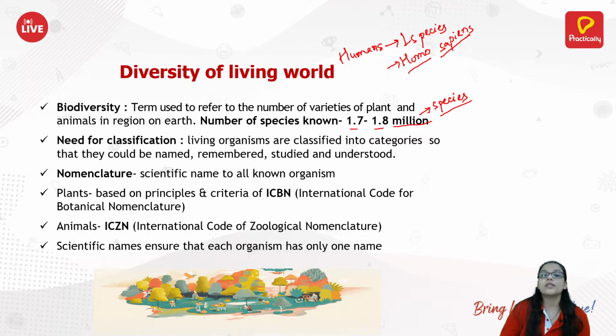Now, in our world, there are around 1.7 to 1.8 million species. Just think how huge it is. There are plants, animals, bacteria, fungi, Monera, Protista, amoeba, so many things. The sum total is 1.7 to 1.8 million, but that is just the recorded figure.